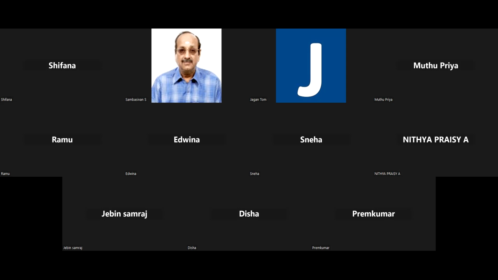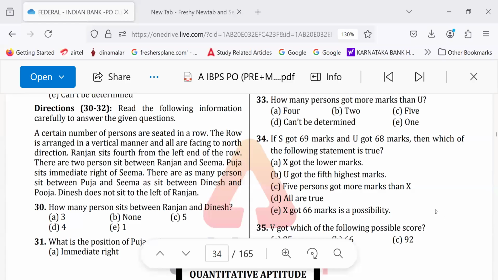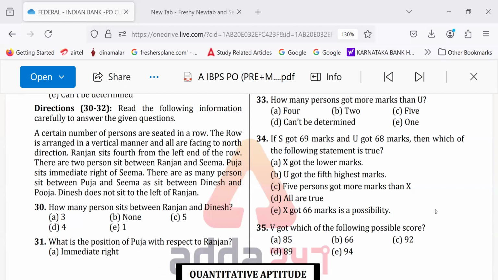A certain number of persons are seated in a row. The row is arranged, so in the question paper is not visible. Sorry. Good. You should tell me like that because I tend to forget. Thanks for correcting me. You please read yourself. The boy who said now, please read. Directions 30 to 32.